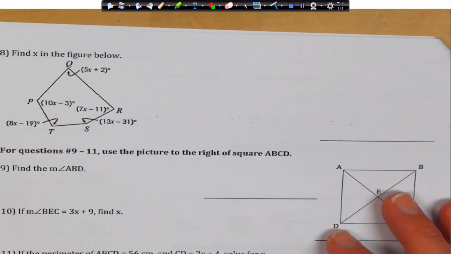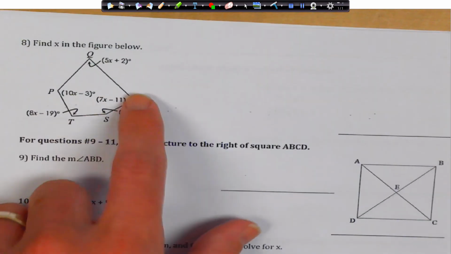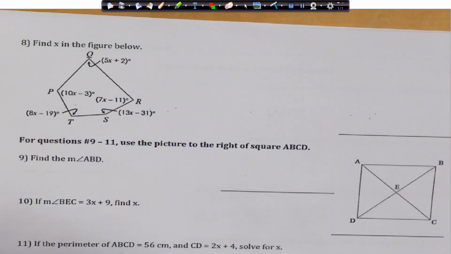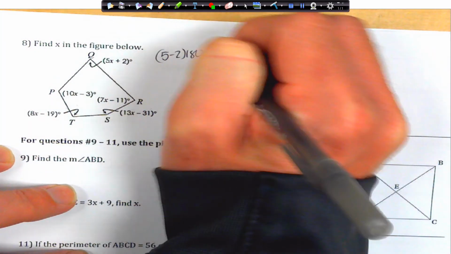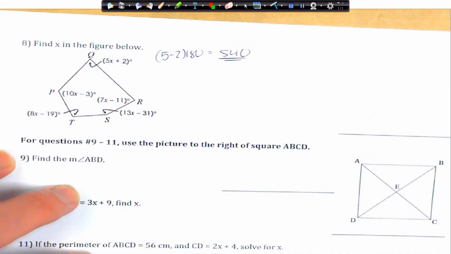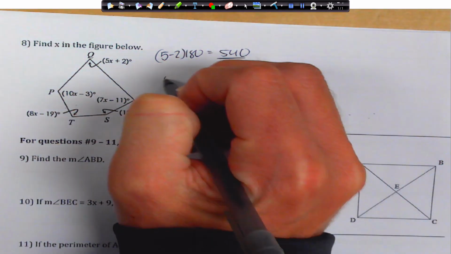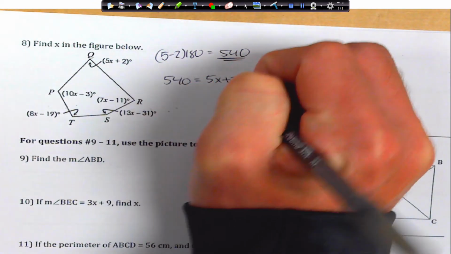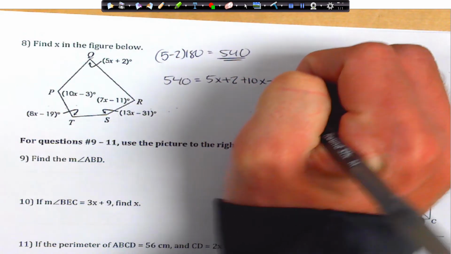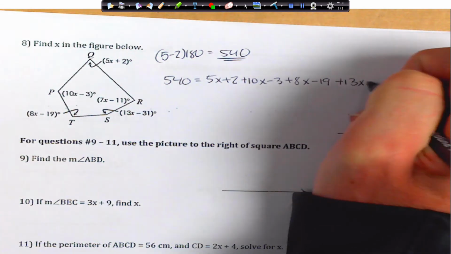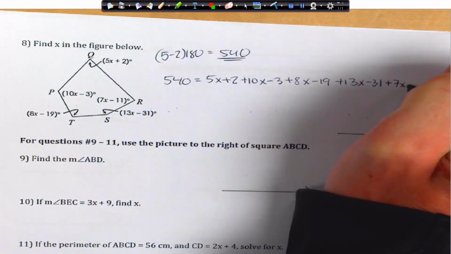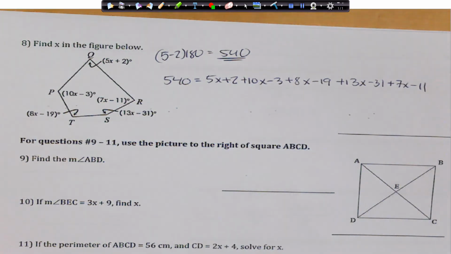Number 8, it says find x in the figure below. So we have all the angles here, so we could add them up and set it equal to the sum of the angles. This is a 5-sided figure, so we're going to do 5 minus 2 times 180, so we know the sum is 540. So we just basically have to add all these up, so 540 equals 5x plus 2 plus 10x minus 3 plus 8x minus 19 plus 13x minus 31 plus 7x minus 11. And we just got to be nice and careful we don't miss anything.